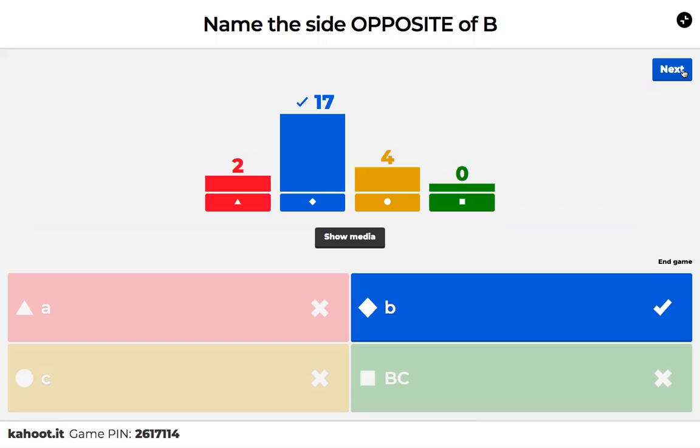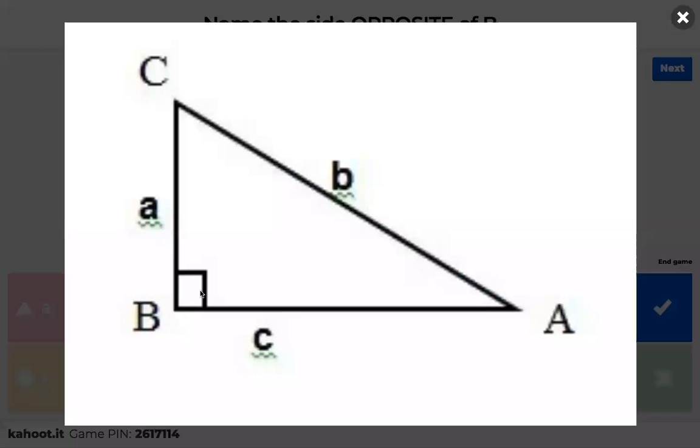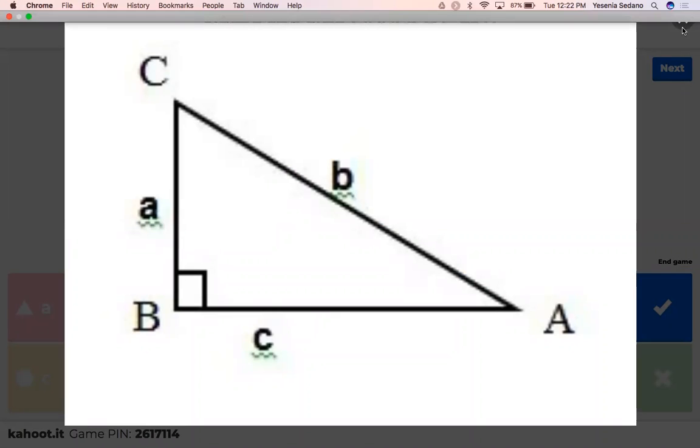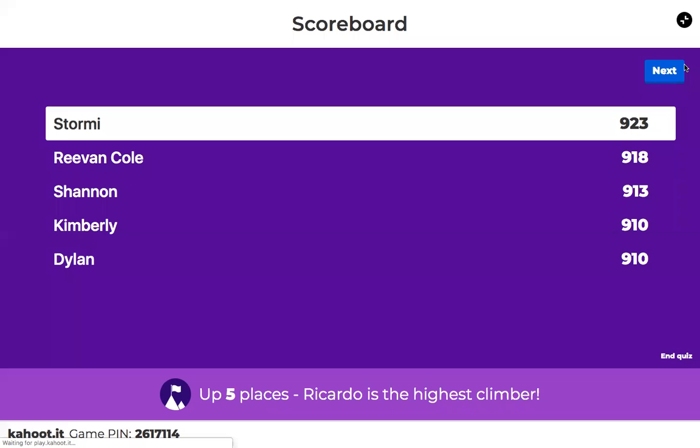Okay, cool. About 17 of us got that correct. Remember, the side opposite of B is going to be little b right here, for those who got that wrong. All right, next. We got a new top 3 here: Dylan, Shannon, and Edgar.